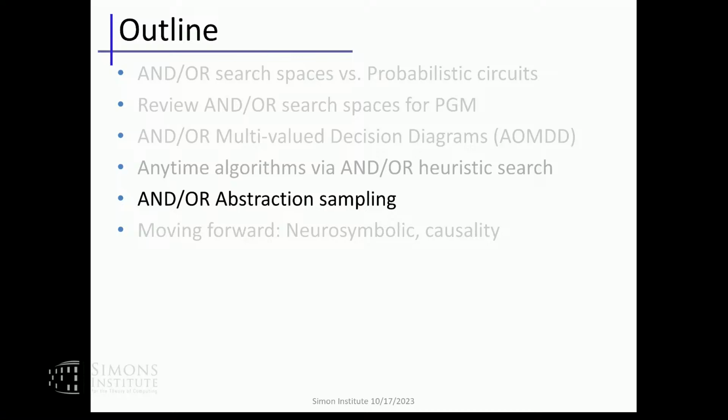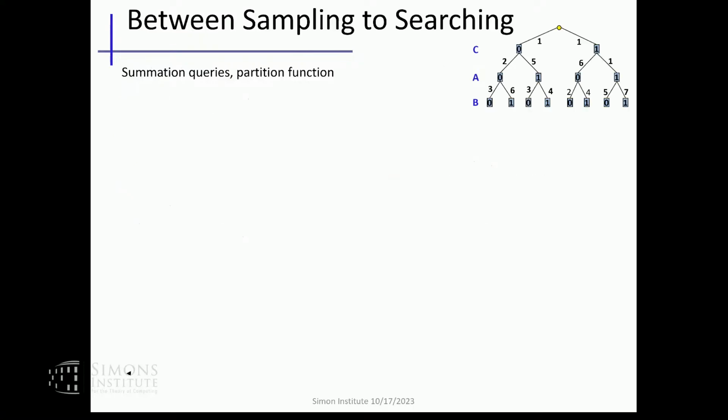We have two types of work that we explored. One is called AND/OR sampling, which I'm not going to talk about. This is work of Gogate. And this is the more recent work that we call abstraction sampling, where we are trying to control the level of sampling and searching that we are doing using the notion of abstraction.